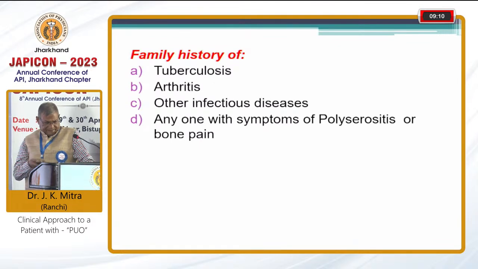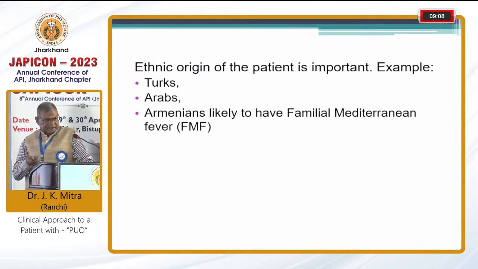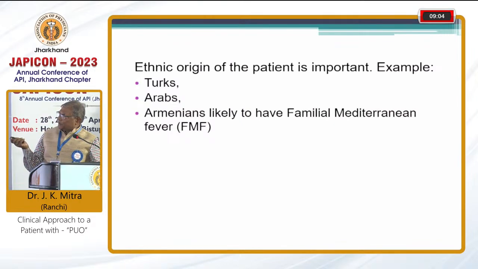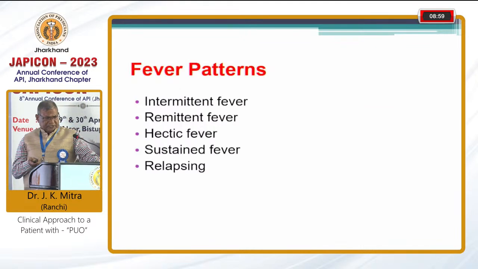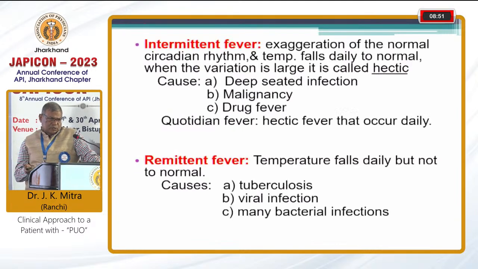Then family history should also be taken. These are just the basics, and one should not forget that the basics are very important for the diagnosis. Then ethnic origin of the patient is important, from which tribe the patient is. The fever pattern, whether it is intermittent, remittent, hectic, sustained or relapsing fever, will also help in the diagnosis of the disease.